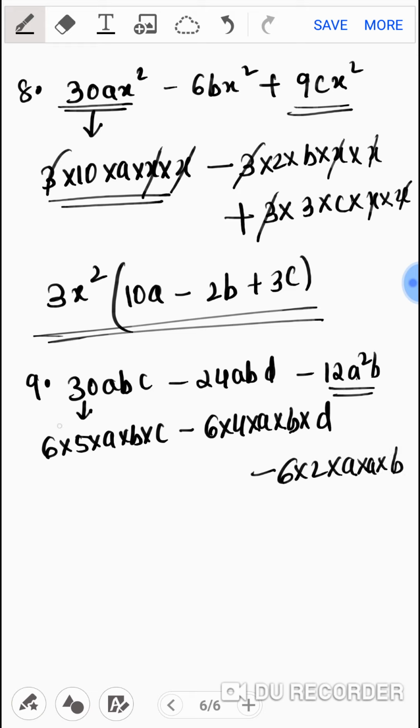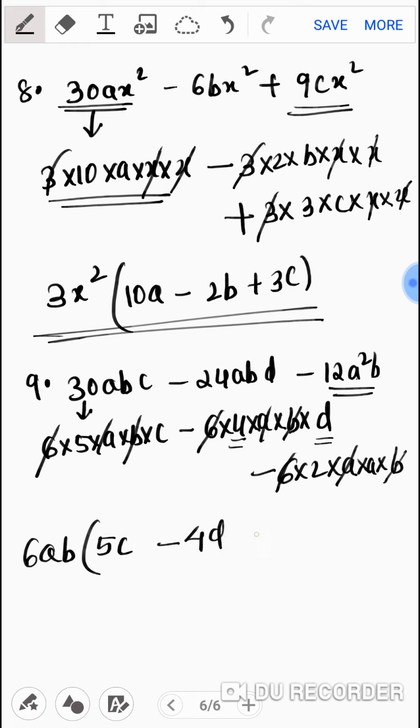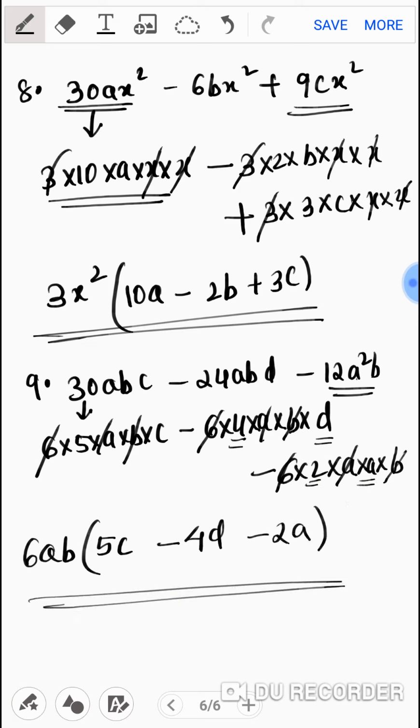From here you have to eliminate 6 from all. And what else? a. Yes, my dear kids. Is b available in all? Can we eliminate b also? So yes, whatever things you have eliminated, you have to keep them outside. So 6ab. What is remaining inside? First term 5c, second term 4d, third term 2a. Yes, my dear kids, this is the answer.